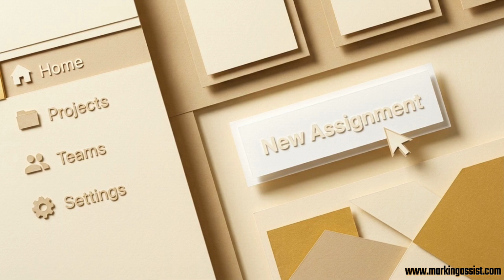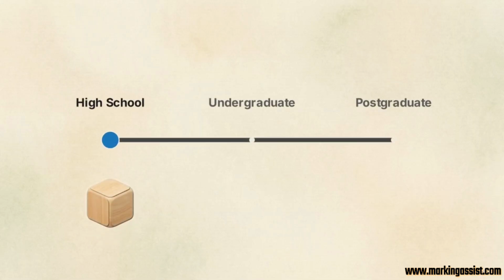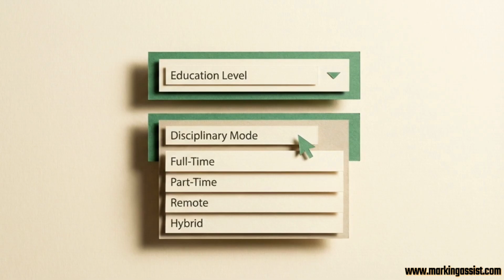Step 1 is defining the task. On your dashboard, navigate to the sidebar and click the New Assignment button. Here, you will set the education level. This calibrates the complexity of the AI's language, scaling from simple foundational encouragement for high schoolers up to rigorous academic critique for postgraduates.